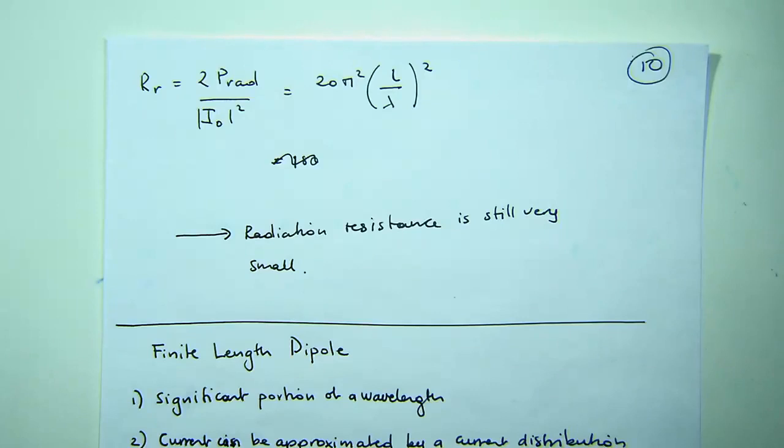Okay, great, but what you'll still find is for a finite length or a small dipole, it's better than an infinitesimal dipole, but it's still pretty poor in terms of radiation resistance. So it's still a highly inefficient radiator. So if you've got the choice, don't use it.